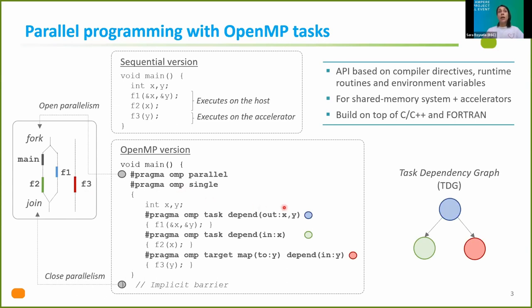And very interestingly, the regions of code in OpenMP that expose OpenMP tasks can be represented with a specific type of graph, which is this task dependency graph, which is a directed acyclic graph that represents the parallel nature of the region that is exposing the tasks.